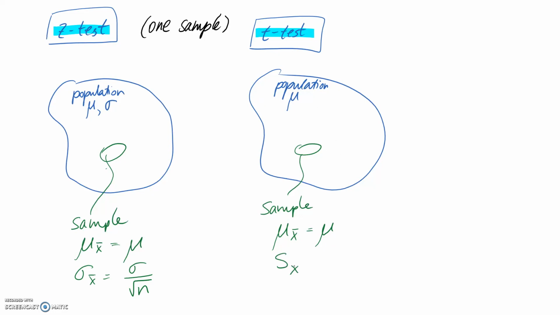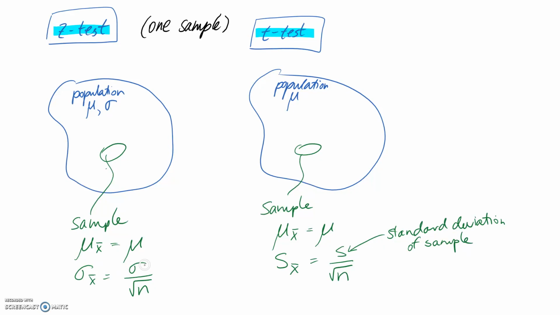So as a stand-in, what we use is S x bar. So this is going to be the standard deviation of your sample's mean, specifically here, which we can calculate slightly differently. It's going to be S divided by square root n. So n is the same thing, it's just the number of observations within your sample. But S here, that's something slightly different. This is the standard deviation of the sample that you're looking at.